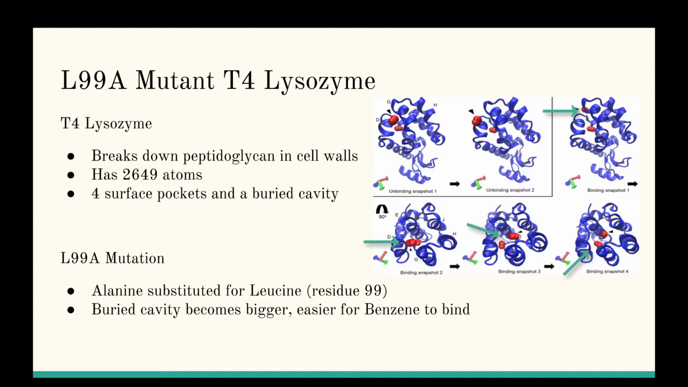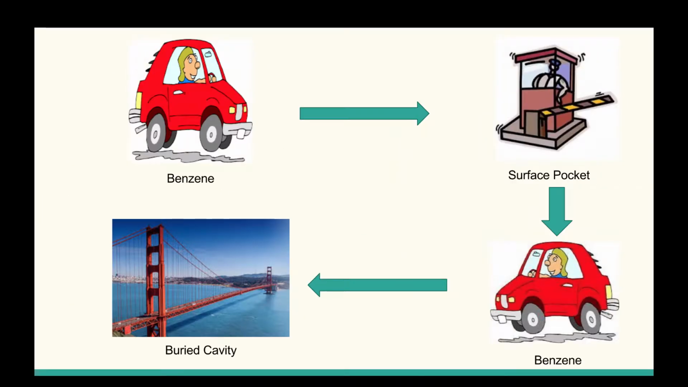To make this easier to understand, let's look at an analogy. Think of benzene as a car wanting to go to the Golden Gate Bridge. The toll booths are the surface pockets that the car, which is benzene, has to go through in order to get to the Golden Gate Bridge, which is a cavity in this case.